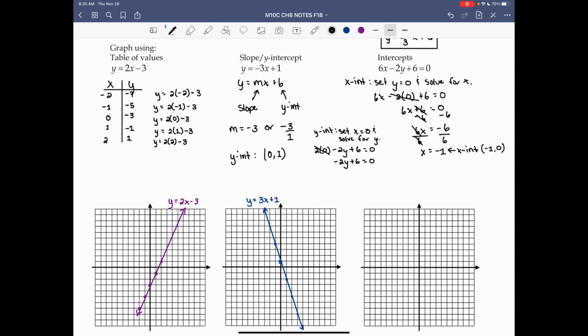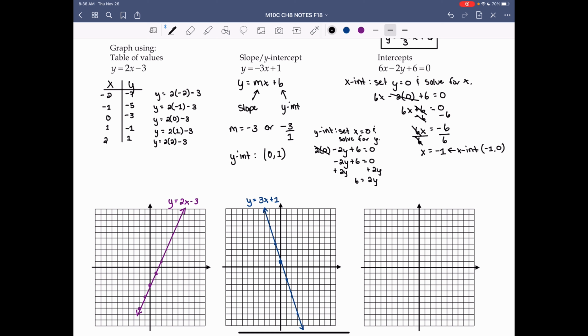I want these two things on opposite sides of the equal sign, because one has a y and one does not. This time, since I have negative 2y, I'm going to move that. So I'm going to add 2y. And then I'll end up with a positive y value. So I have 6 equals 2y.